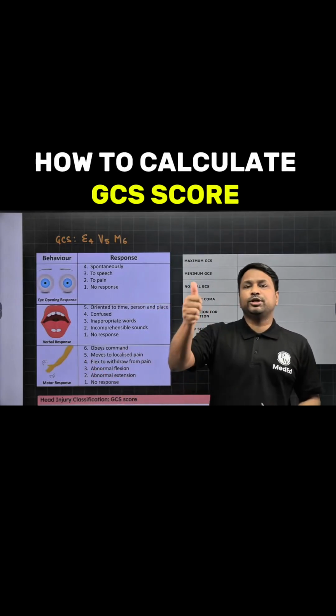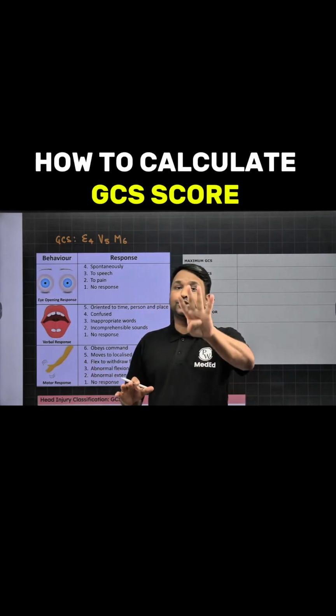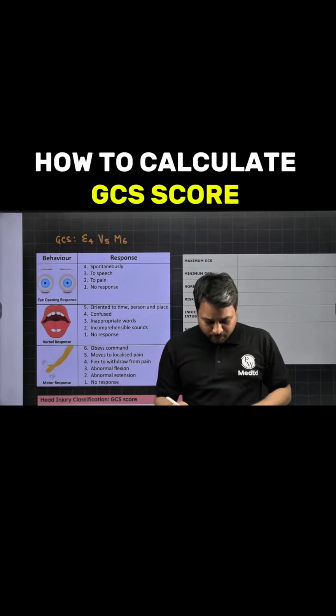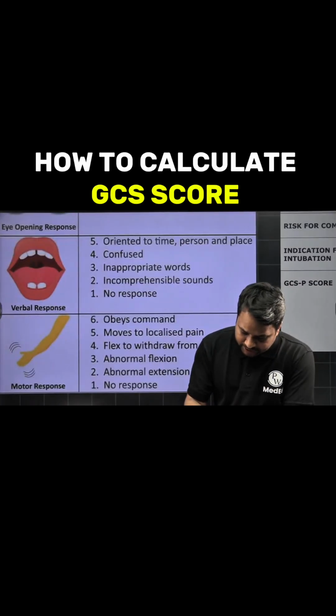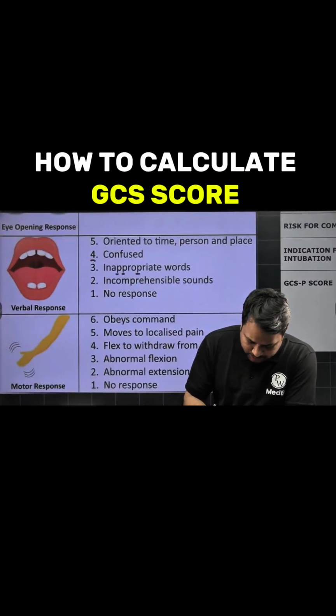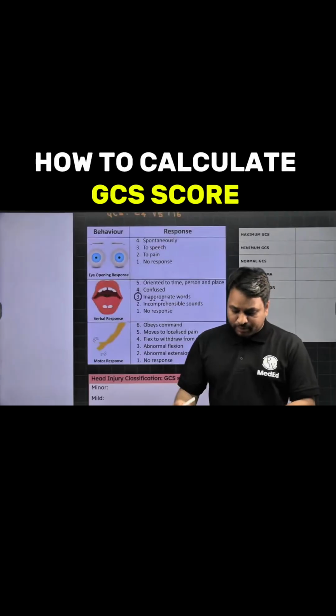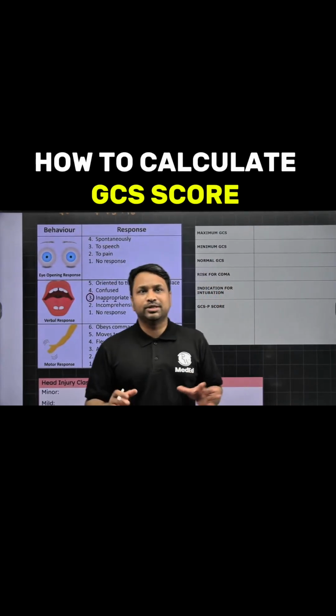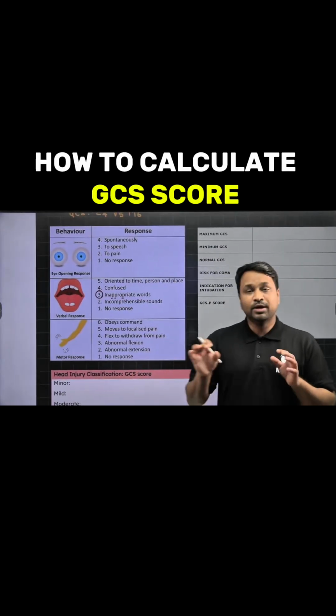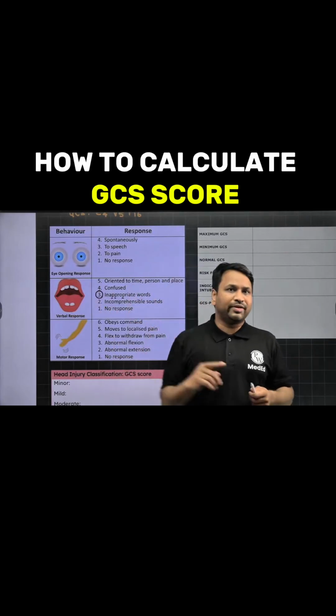For the verbal response, if the patient is oriented only to time, place and person, a score of 5. Patient appears to be confused, a score of 4. If the patient is abusing you, that is inappropriate words. Whenever you talk about inappropriate words, in the spelling of inappropriate, you have 3 P's, so remember the score of 3. It's an easy way to remember it, right? Then you have incomprehensible sounds, where he's making moaning sounds and you're not able to comprehend, a score of 2. No response is 1.